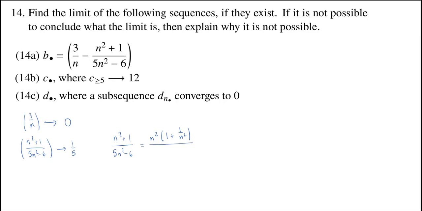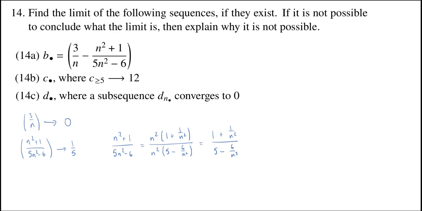And then on the bottom, I factor that n squared out again, and I'm left with 5 minus 6 over n squared. And now, because n is going to infinity, I don't have to worry about n being 0 here. I can cancel the n squareds. I get 1 plus 1 over n squared over 5 minus 6 over n squared. And I now have 4 different sequences at play.